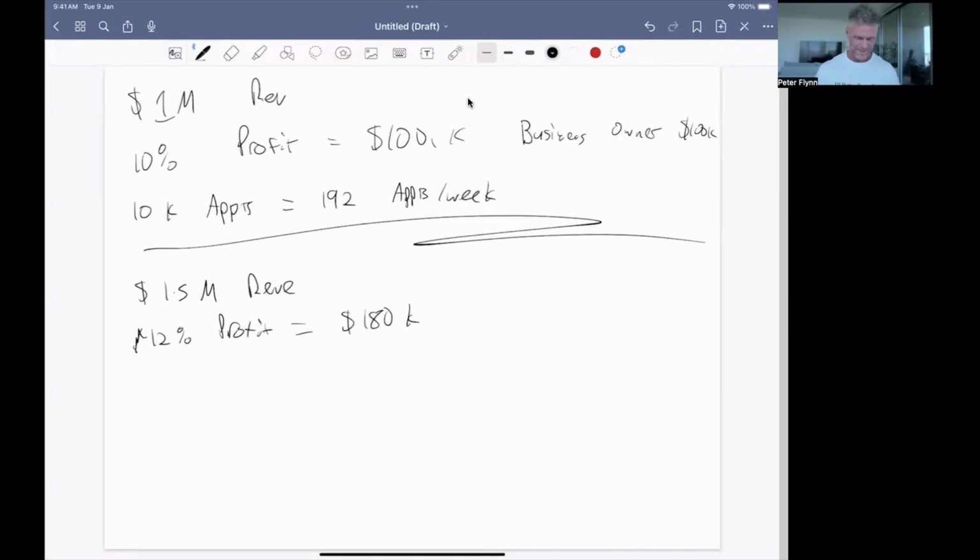So how many appointments is that going to take? Let's have a look at this one. It's going to be 15,000. I really should have been able to just guess that. Slow day. Now let's go per week, so divide that by 52. That's 288 appointments per week.